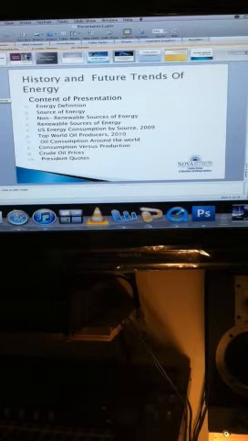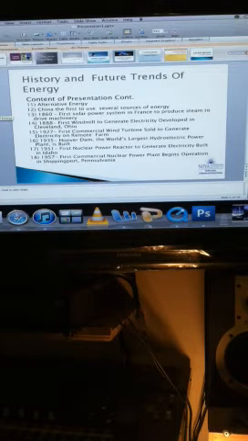Energy definition, sources of energy, non-renewable sources of energy, renewable sources of energy, U.S. energy consumption by source, 2009, top world oil producers in 2010, oil consumption around the world, consumption versus production, crude oil prices, presidential quotes, alternative energy. China was the first to use several sources of energy.